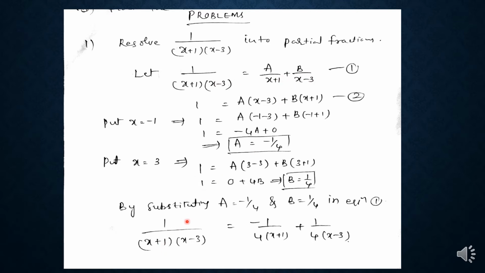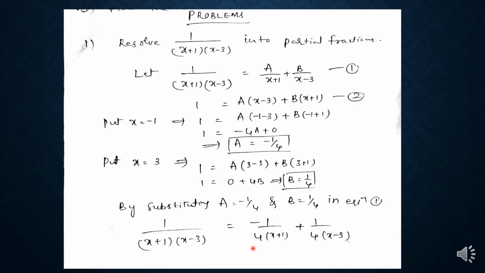Then that becomes 1 by x plus 1 into x minus 3 is equal to minus 1 by 4 by x plus 1 plus 1 by 4 by x minus 3. So here 4 comes into the denominator, that is minus 1 by 4 into x plus 1 plus 1 by 4 into x minus 3. Thus we can resolve the given fraction into partial fractions.